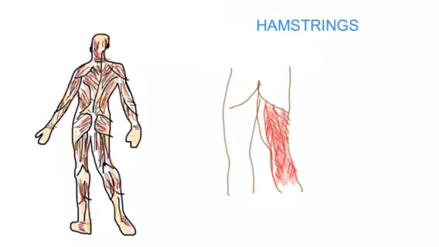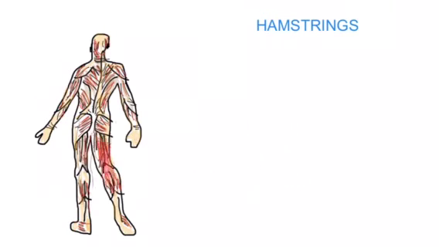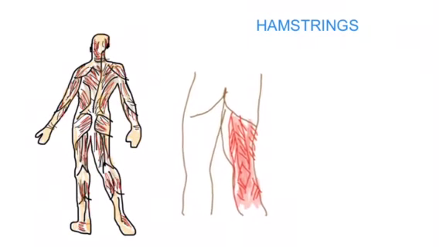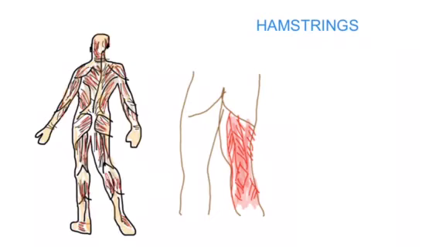We will now have a look at the muscles in the lower limbs. The hamstrings are found in the posterior side of the legs. Its origin is at the ischium and the femur, and it inserts at the tibia and the head of the fibula. The hamstrings assist in the action of extension of the thigh and flexion of the lower leg.